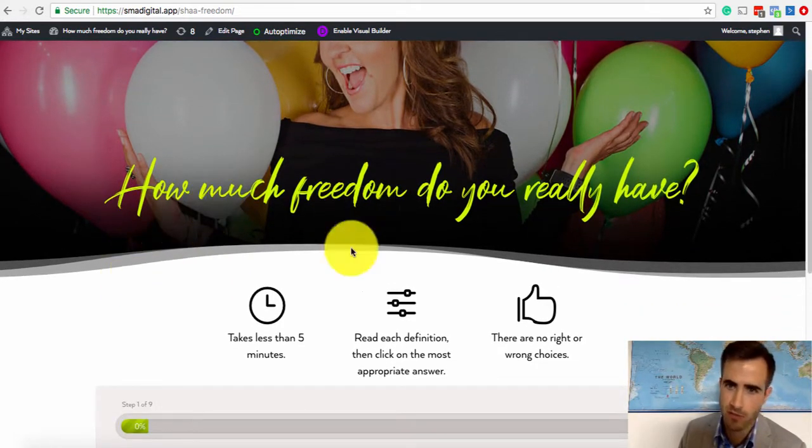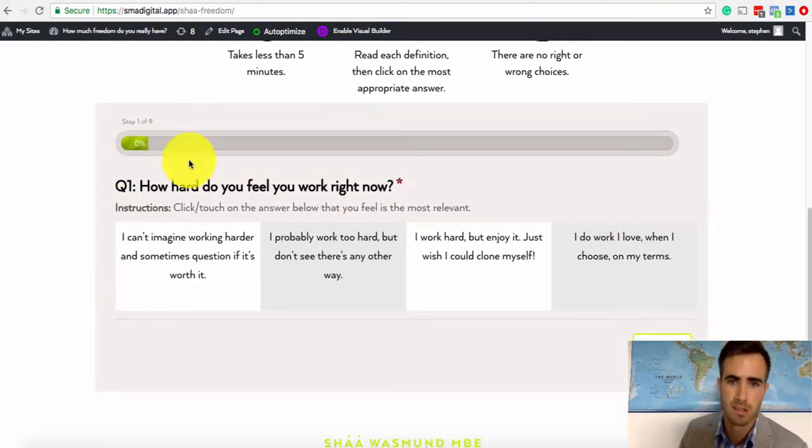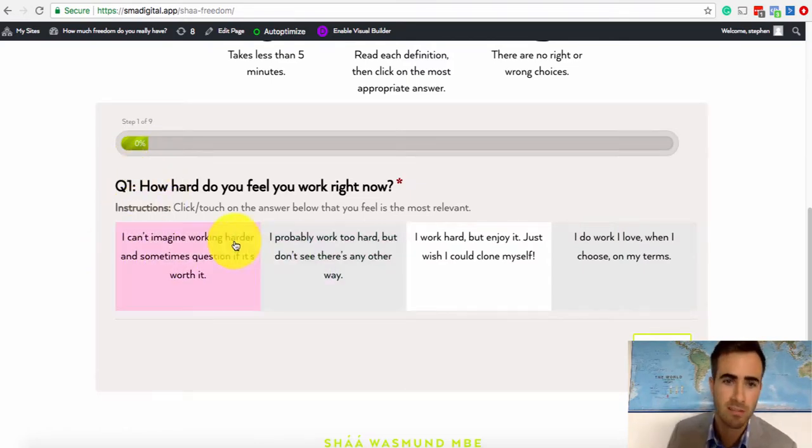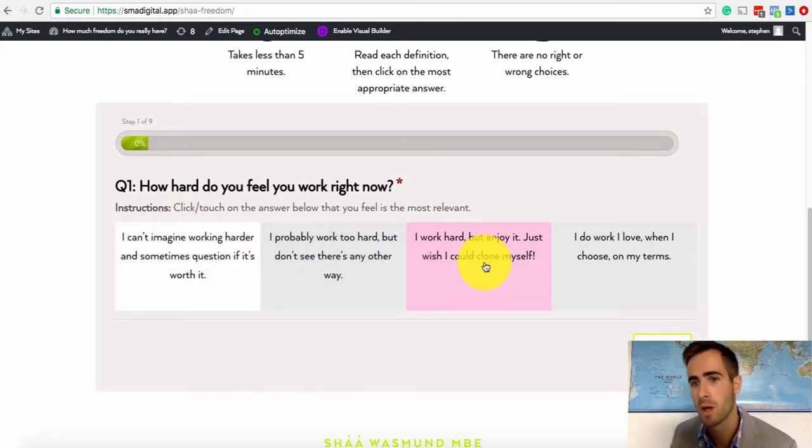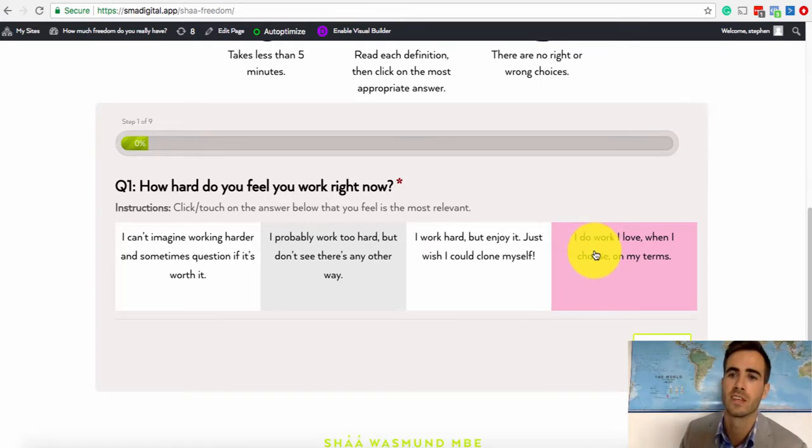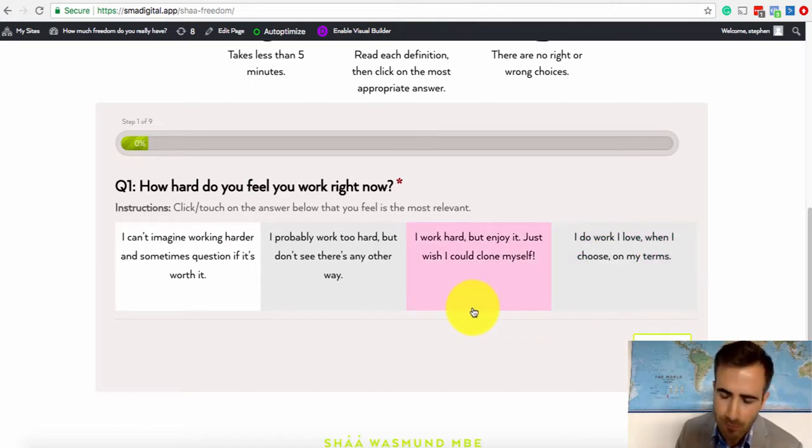How much freedom do you really have? And so this is, again, the question will be up here, such as how hard do you feel you work right now? The very left, which is where somebody or potential client or a prospect is really struggling, such as I can't imagine working harder, and sometimes question if it's worth it, all the way through to the really good side of things that they can help you with, which is I do work I love when I choose on my terms, and it goes on from there.